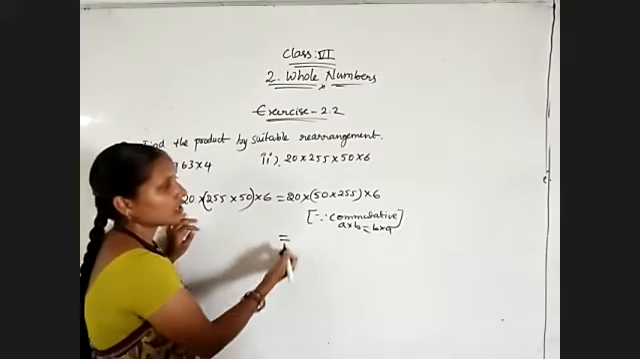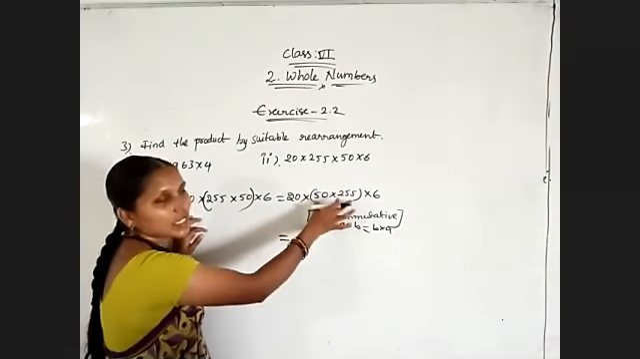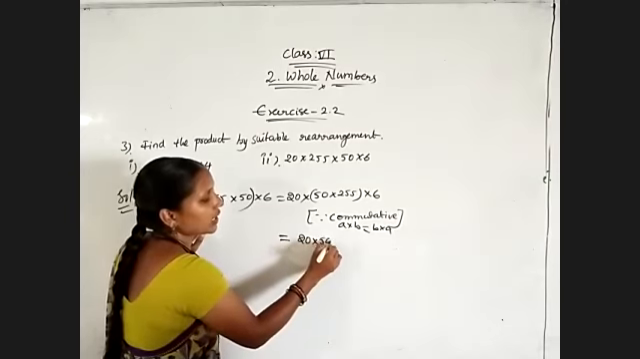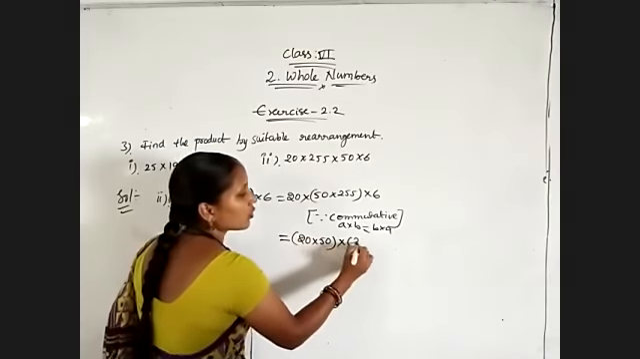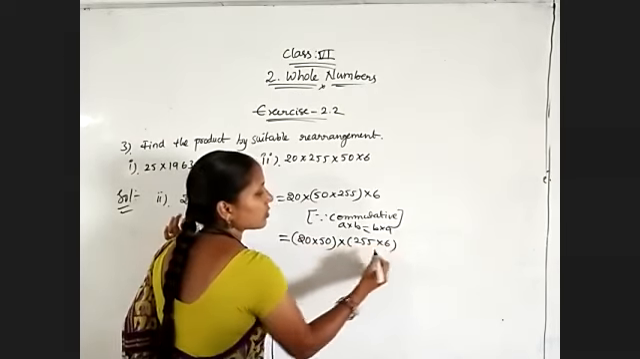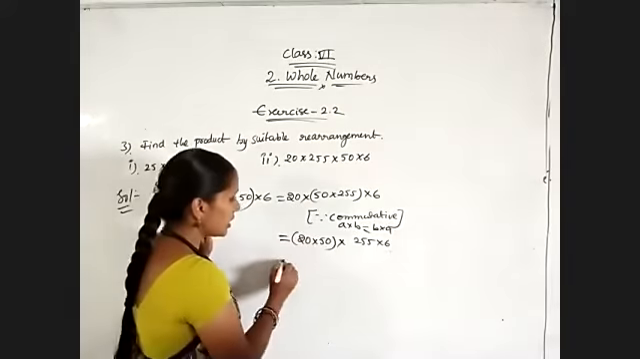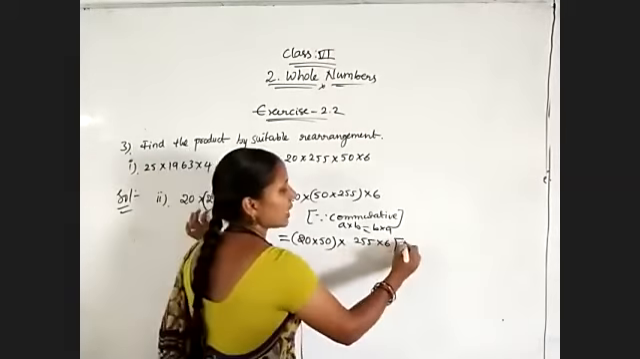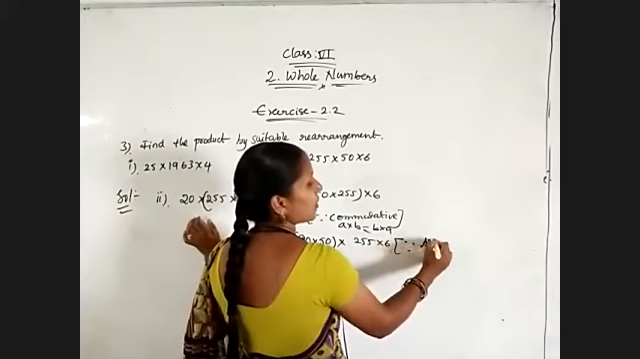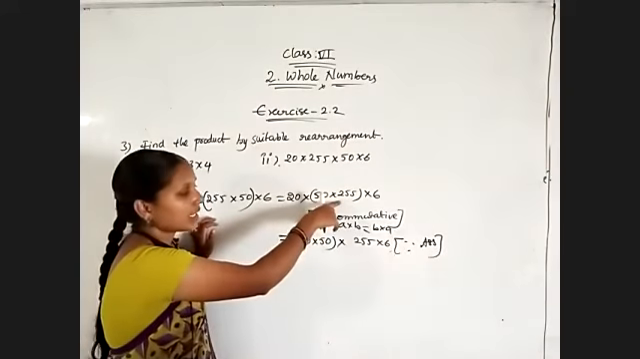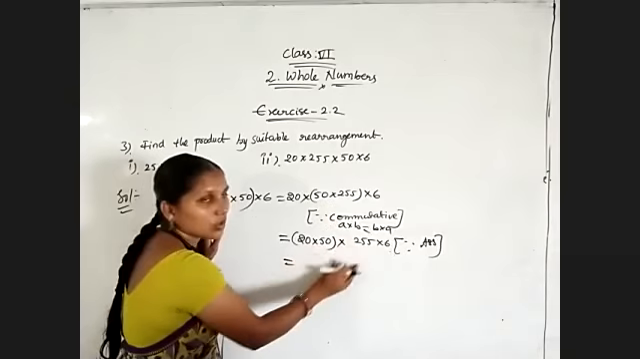Now is equal to, so this bracket I am disturbing. For these two numbers I am keeping the bracket. 20 into 50 into 255 into 6. Because here there is no need to keep the bracket also, nothing will happen. Here we have used the associative property because A into B into C we have taken it as A into B into C.